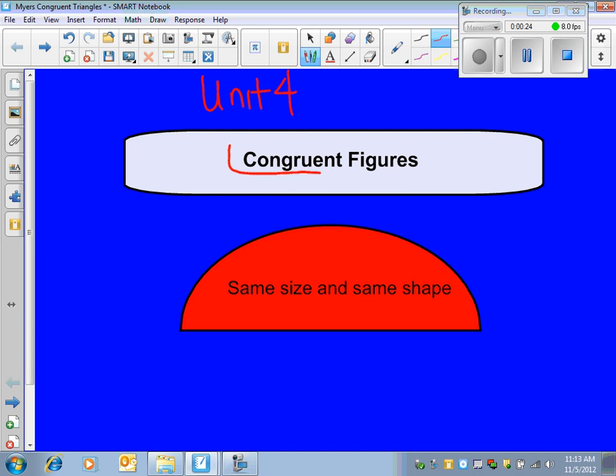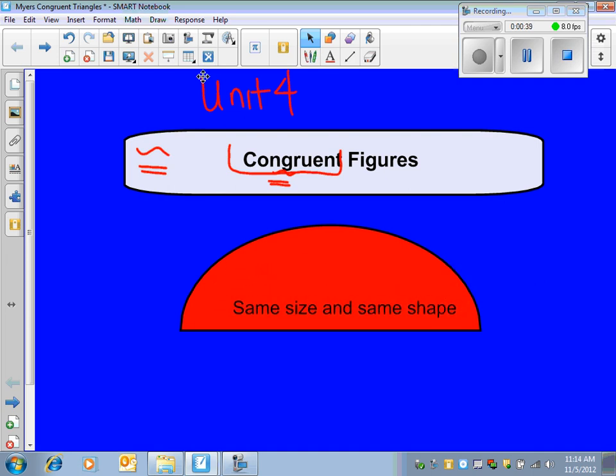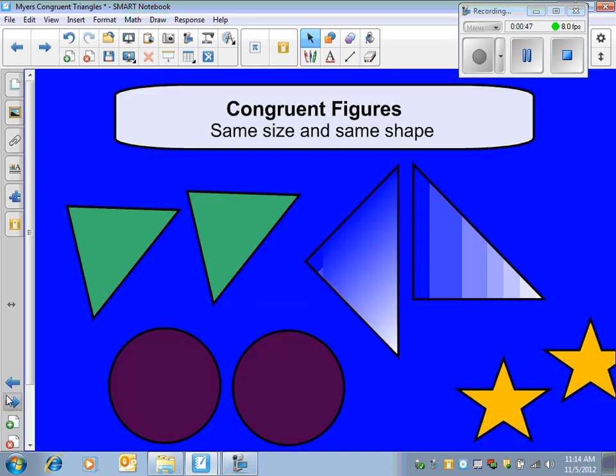Congruent is a word you are very familiar with. The symbol for congruent looks like that. Let me write it over here so you can see it clear. Here's congruent. What does congruent mean? Congruent means you have the same size and the same shape. Same size, same shape. So let's look at some examples. All right. Again, congruent figures have the same size and the same shape.